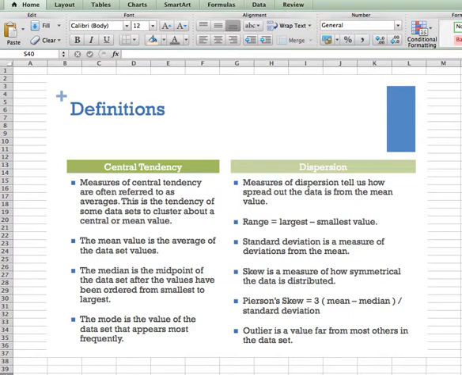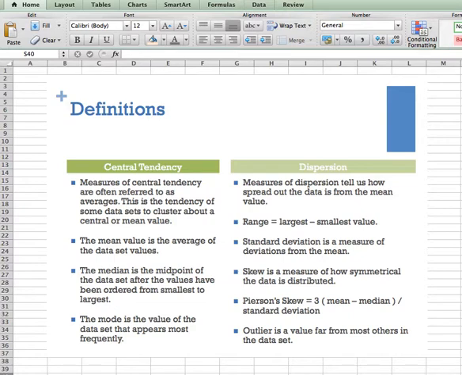Let's begin with definitions. Under the category of central tendency, measures of central tendency are often referred to as averages. This is the tendency of some data sets to cluster about a central or mean value. The mean value is the average of the data set values. The median is the midpoint of the data set after the values have been ordered from smallest to largest. The mode is the value of the data set that appears most frequently.